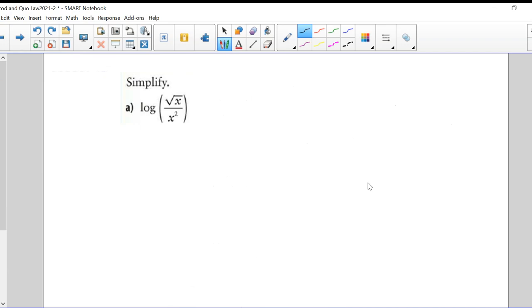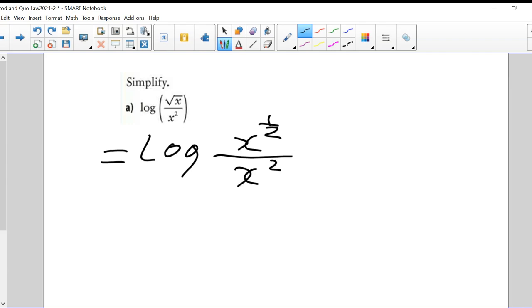And we're going to use those product and quotient laws that we learned to do this. Okay? So here we go. I'm going to call this equal to, and by the way, we didn't put restrictions on the previous page. I'll do that in a minute. The log of x to the power of a half over x squared.